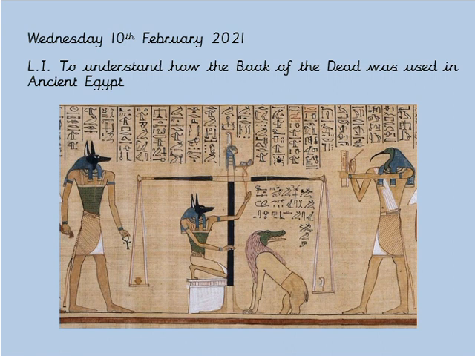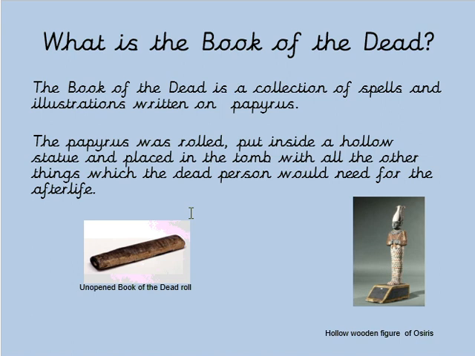Your learning intention today is to understand how the Book of the Dead was used in ancient Egypt. So what actually is the Book of the Dead? The Book of the Dead is a collection of spells and illustrations, which are drawings, which were written on papyrus. And we know what papyrus is because we looked at that when we did hieroglyphics, and some of you made papyrus as well.